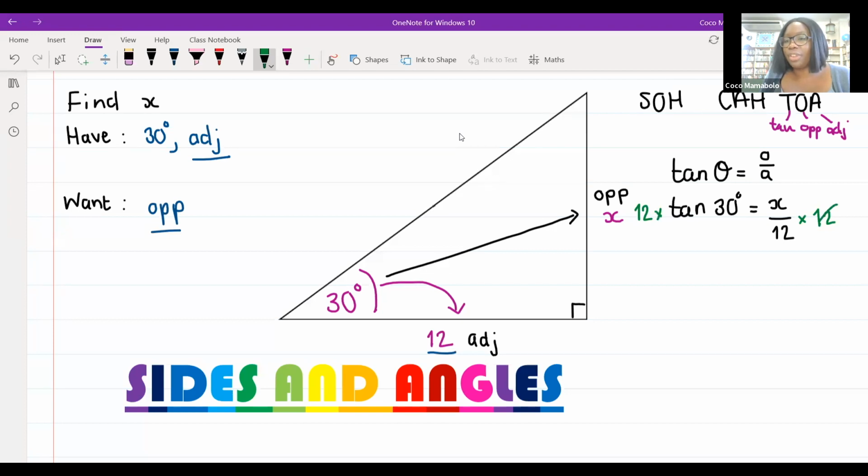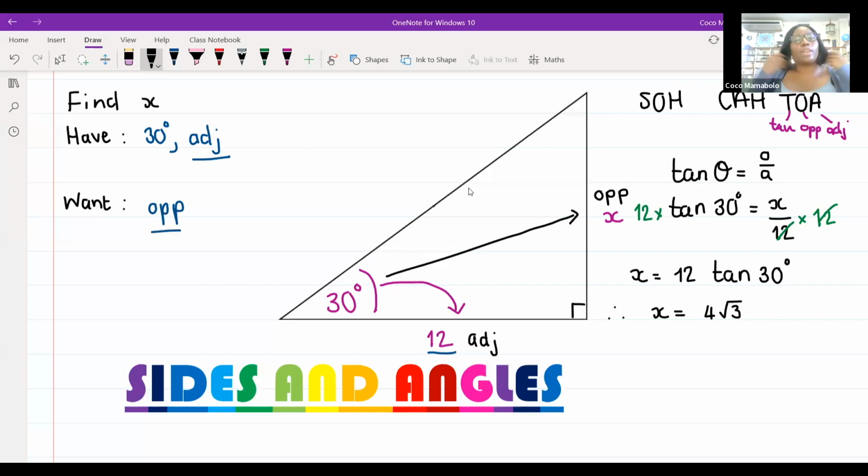Now I'm going to get 12 divided by 12. That's going to cancel out. That now tells me that x is going to equal 12 times tan of 30 degrees. And I'm just going to punch that into my calculator and it's going to give me an answer. Therefore, x is equal to 4 root 3.